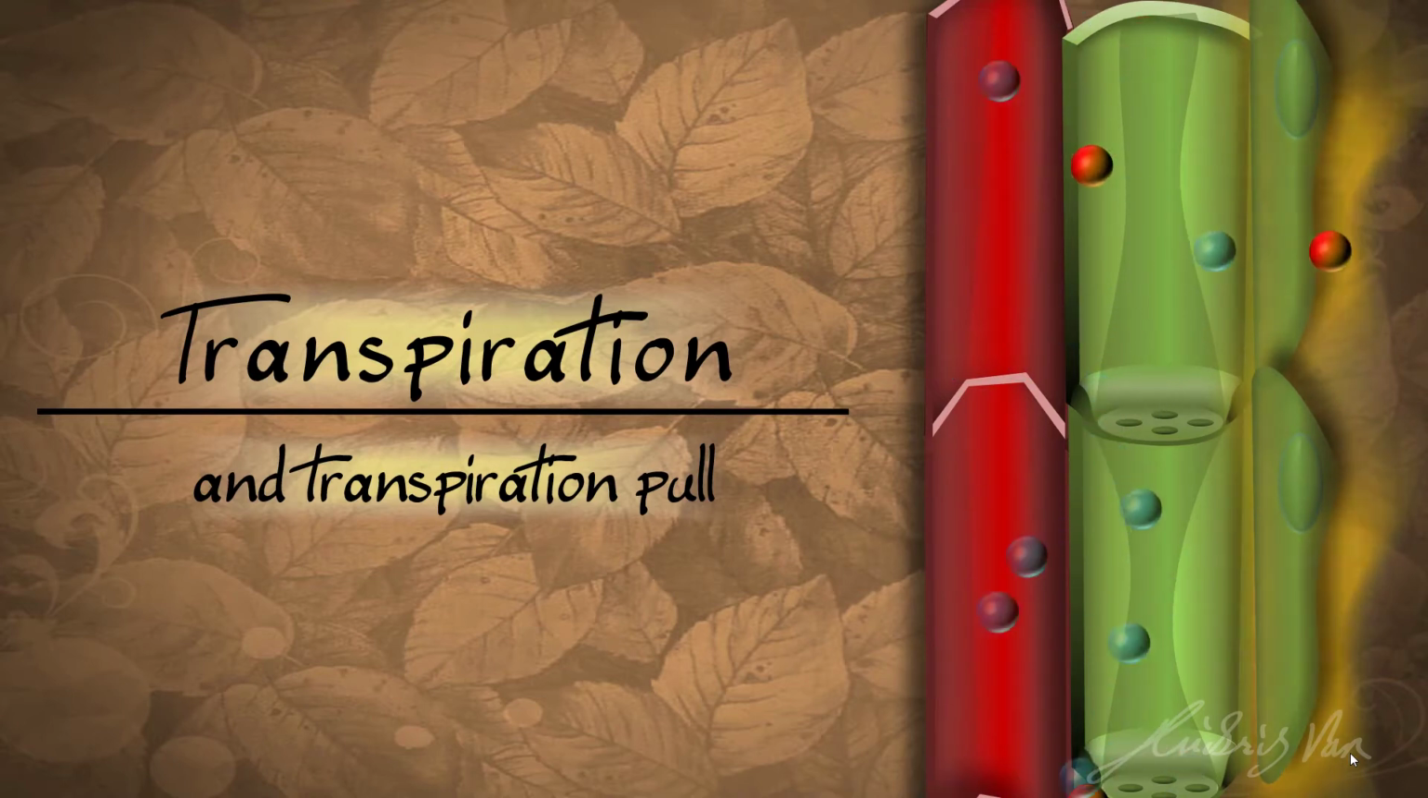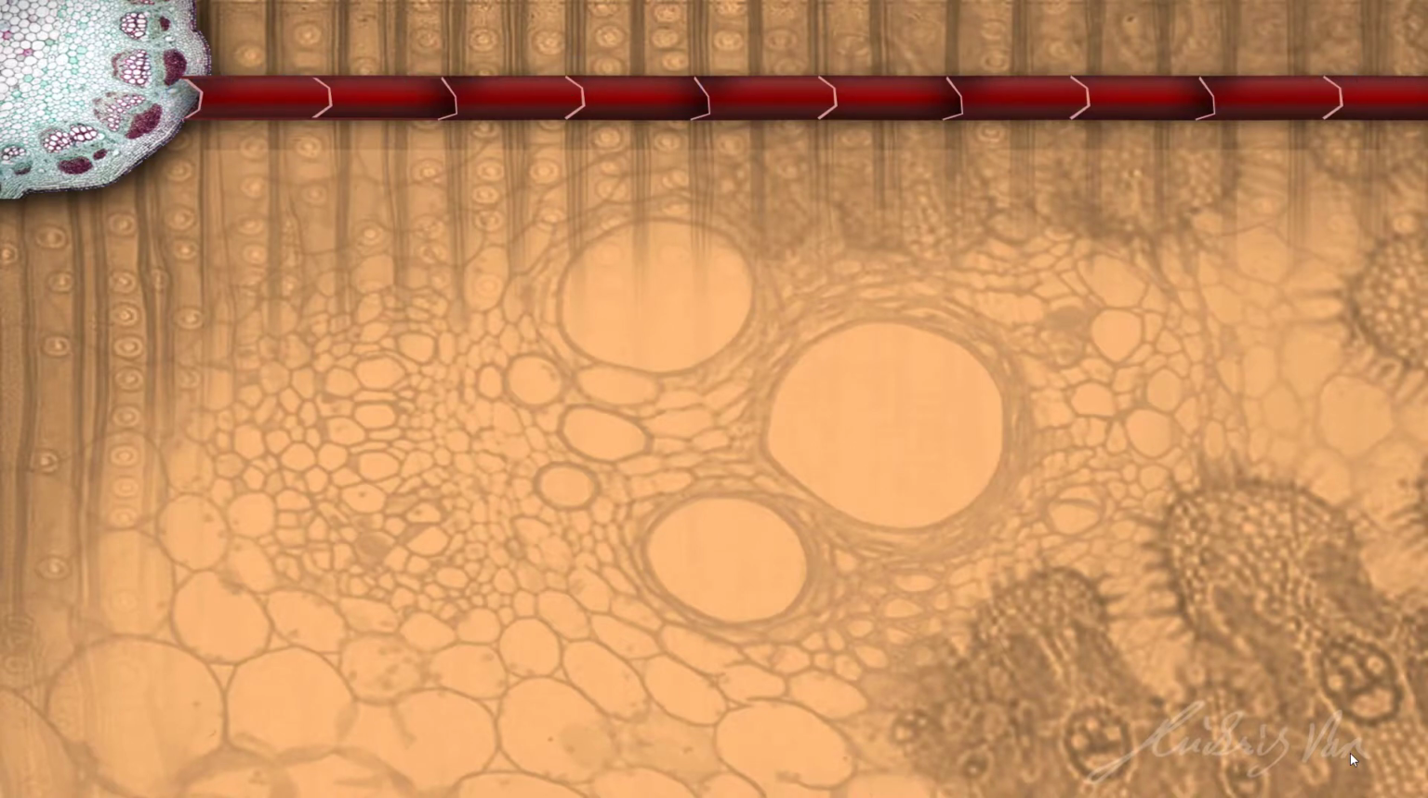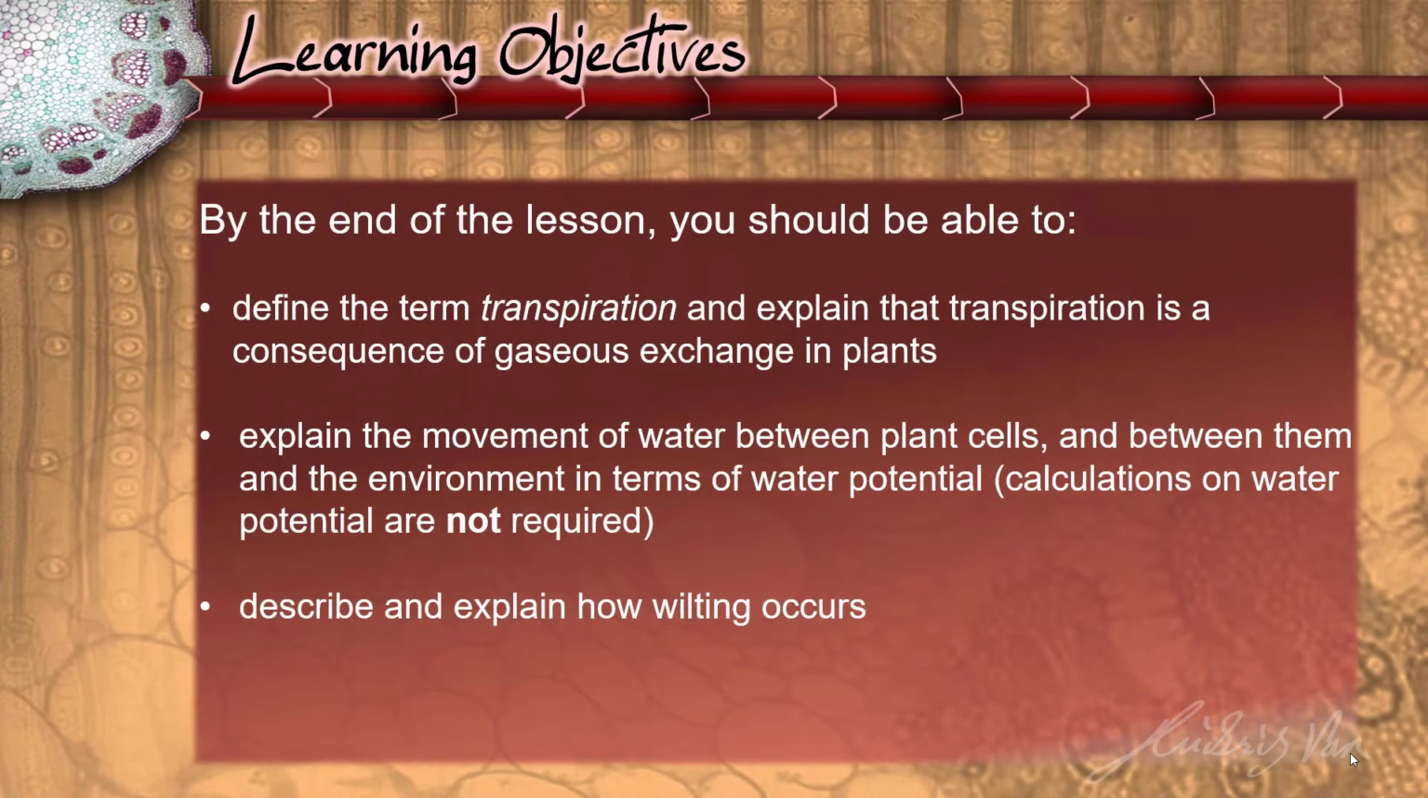As promised, we are going to discuss transpiration as well as transpiration pull, because you will need to understand what transpiration is first before you can appreciate transpiration pull. By the end of this lesson, you should be able to define transpiration as well as explain the movement of water molecules between plant cells and between the environment in terms of water potential. And lastly, describe and explain how wilting occurs.